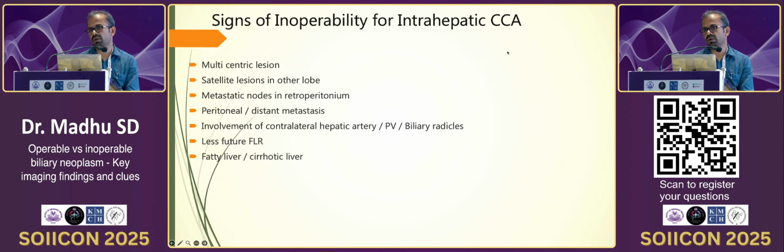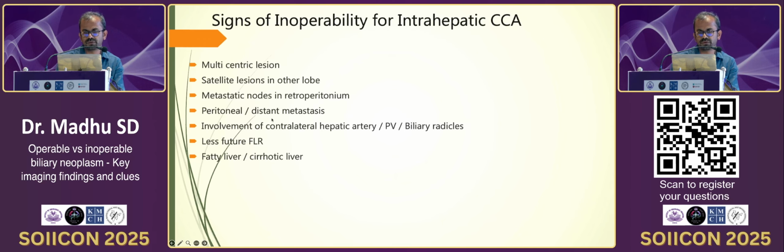What are the signs of inoperability in case of an intrahepatic cholangiocarcinoma? One is multicentric. If the lesion is multicentric, you cannot operate. This is better recognized with the MRI. That's why MRI is the modality of choice whenever you're suspecting cholangiocarcinoma. Also satellite lesions in other lobes. This is again MRI which picks up these lesions. Metastatic nodes in the retroperitoneum, peritoneal or distal metastasis, involvement of the contralateral hepatic artery, portal vein and biliary radicals. This is very important to mention in our report. Whenever this is present, it becomes inoperable.